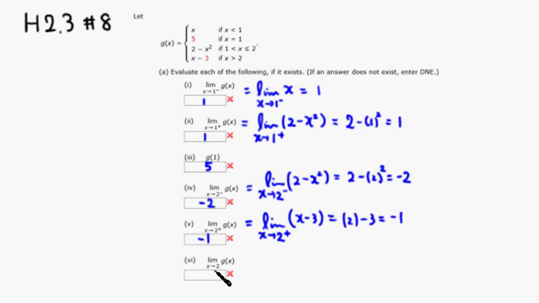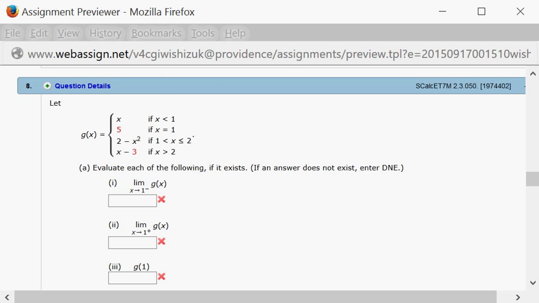Then x approaches 2. For this one we don't really have to do much. You can see that this is the left-hand limit and this is the right-hand limit, and they do not agree with each other. So the answer is does not exist. So let's put that in: 1, 1, 5, negative 2, negative 1, does not exist.